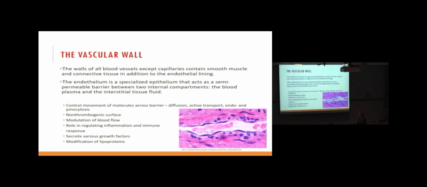So they are very active in controlling movement of molecules across that barrier. So lipid-soluble molecules and oxygen can diffuse right across it, but almost anything water-soluble is going to have to be transported. So say glucose, amino acids, they're all going to have to be transported across by active transport or a variety of endo or pinocytosis. And I think you're going to have a lecture either today or tomorrow that's going to talk about this a lot more.